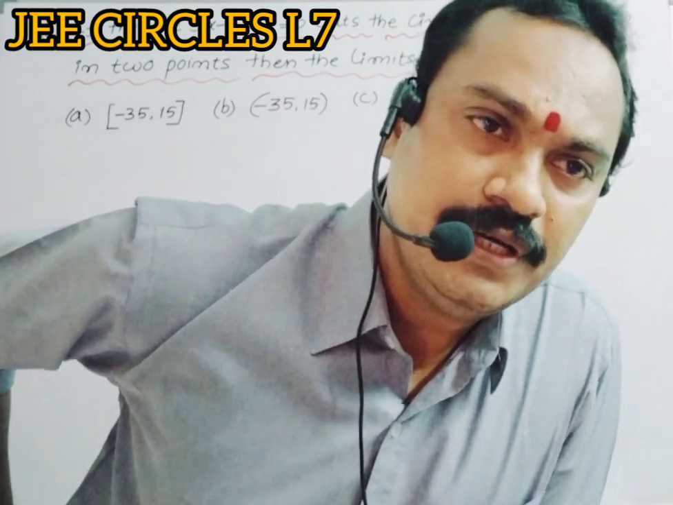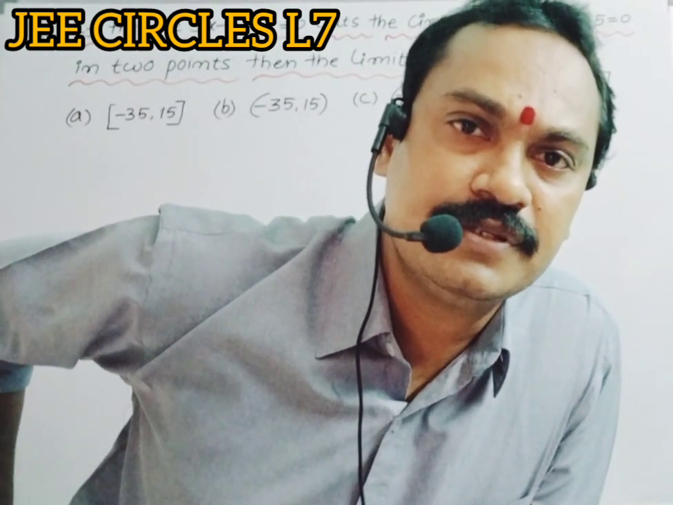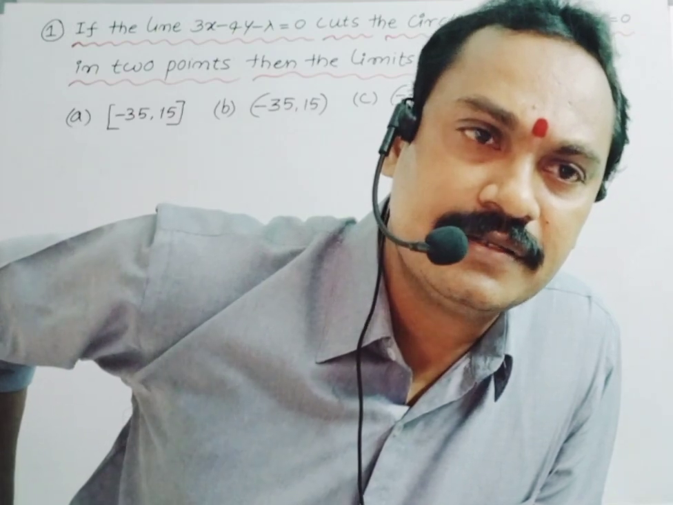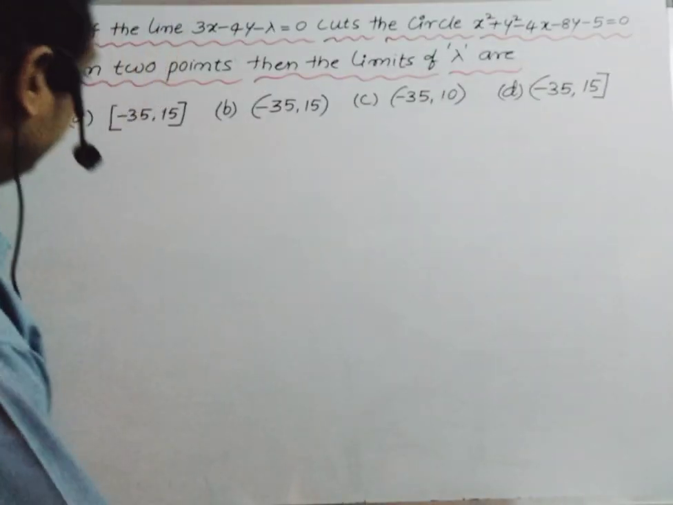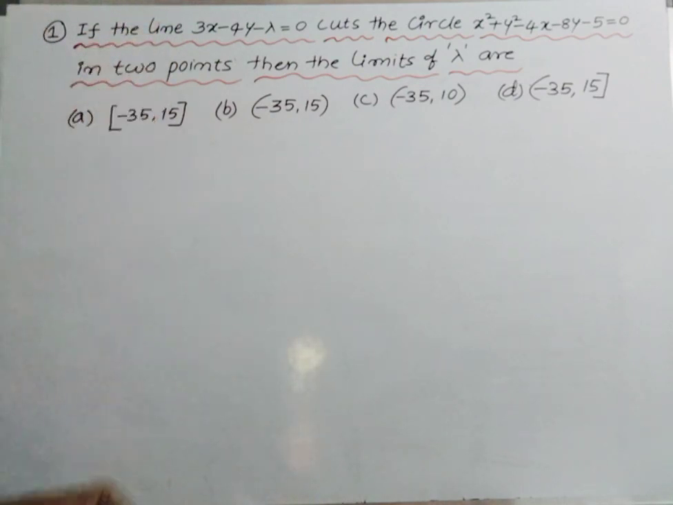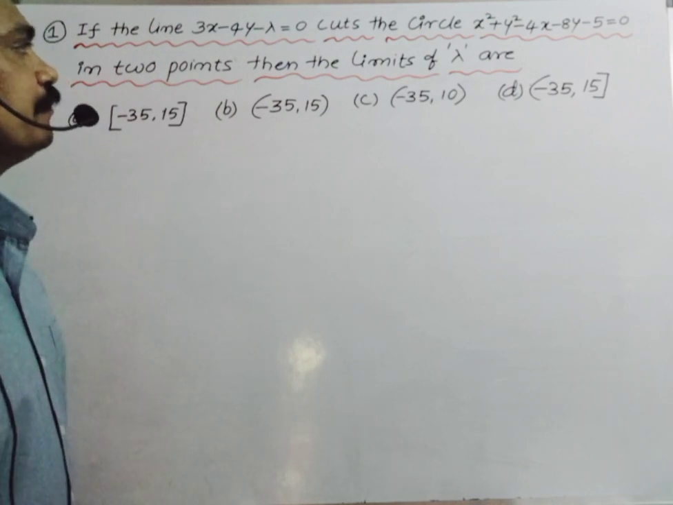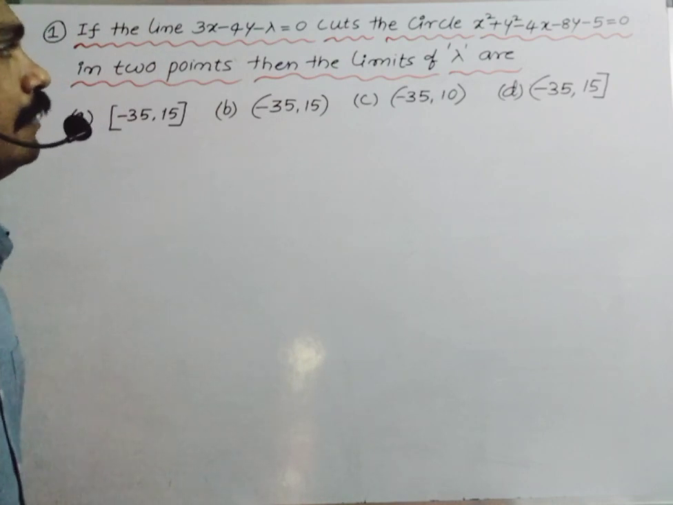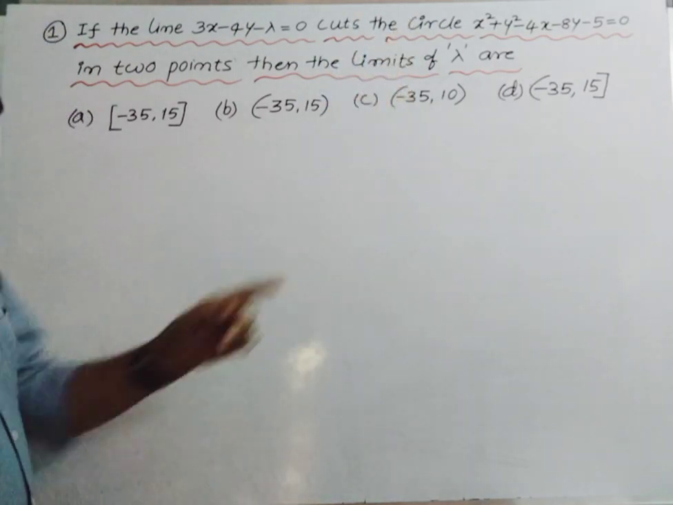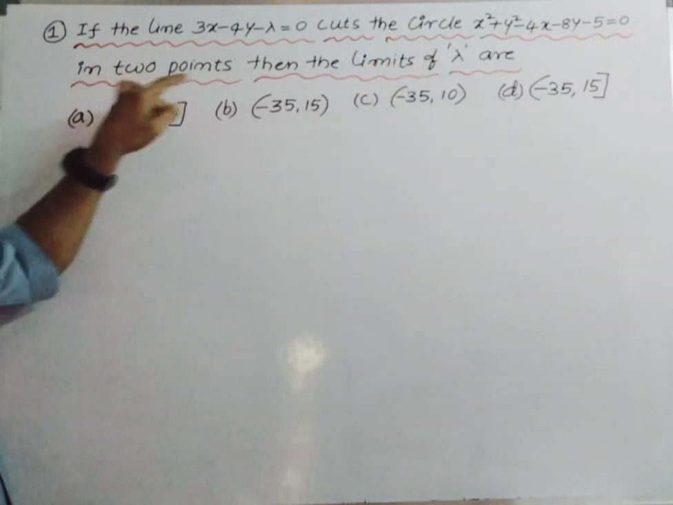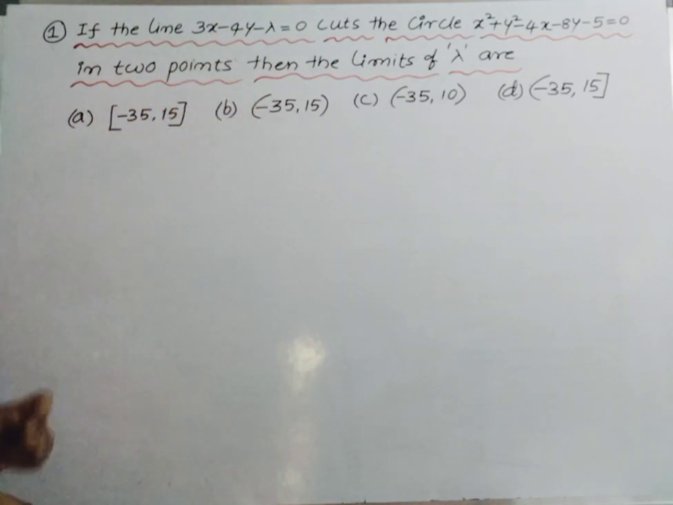Today I am going to discuss some important questions and concepts regarding JEE entrance. Now, observe carefully. If the line 3x minus 4y minus lambda equals 0 cuts the circle x square plus y square minus 4x minus 8y minus 5 equals 0 in 2 points, then the limits of lambda are?